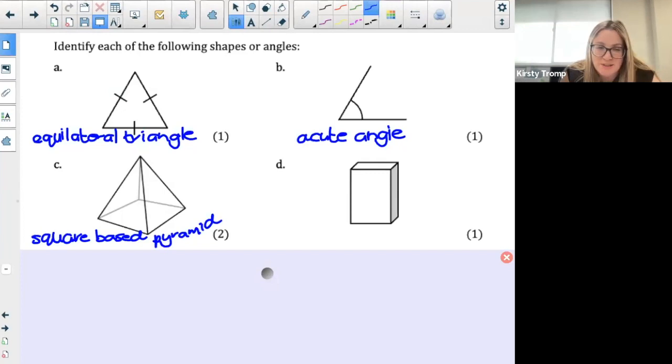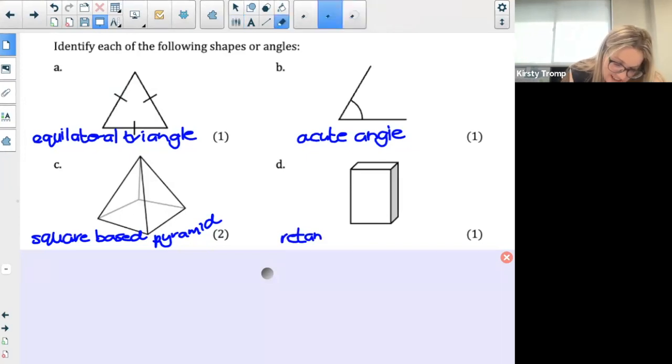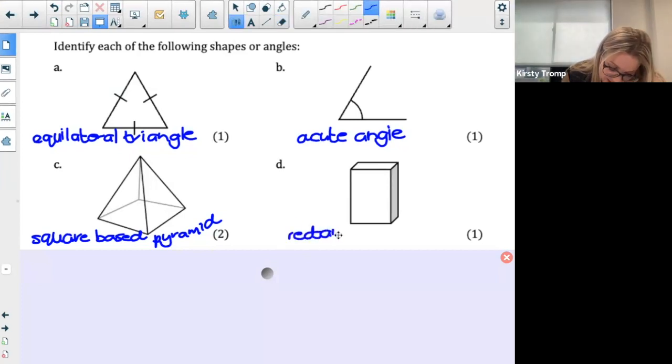And Mr. Hugo, we need one more person to help us out with D. Okay, I'm going to go with Mulalo. Hope you are well. Let's see what the answer is. Mulalo, talk to me. What's D? It's a rectangular prism. Well done. Mulalo, how many sides does a rectangular prism have? 6 sides. Well done. Awesome. So a rectangular prism. Thanks so much, Mulalo.